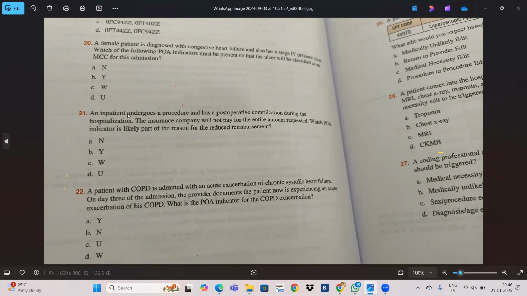An inpatient undergoes a procedure. After the procedure, the patient develops a post-operative complication. What is the indicator you will assign to the post-operative complication now? N indicator. Because here the patient was already an inpatient. Previously, you saw the patient was an outpatient. They did the procedure, and after the post-operative complication, they admitted the patient to the hospital subsequently. That's why you gave Y. Here the patient was already admitted as an inpatient for the procedure. Then you need to assign N for the post-operative complication. Now the 22nd question. Y indicator.